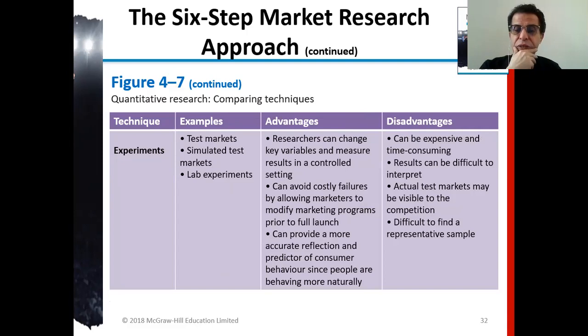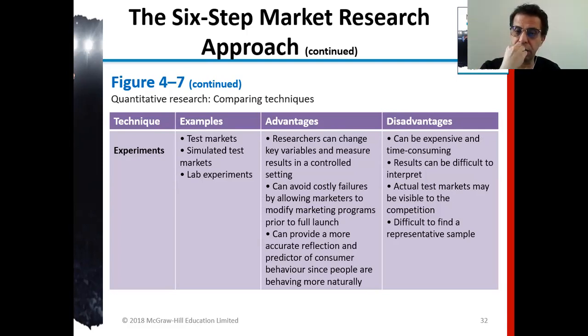One of the other things that you can do is the experiment. In an experiment, you put people in the lab, put a table in front of them with cookies, and ask them which one tastes better, which one is more lemony, or which one is sweeter.